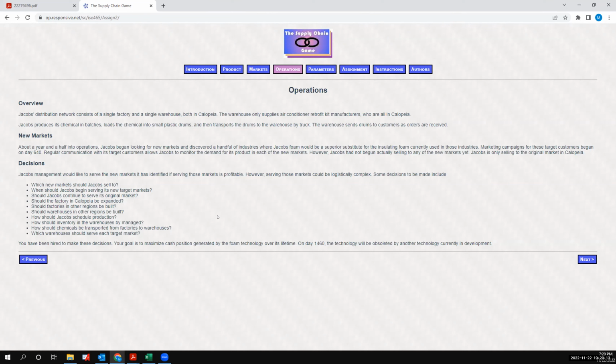So you need to make, as the management, the next couple of decisions. Which new markets should Jacobs sell to? When should Jacobs begin serving its new target markets? Should Jacobs continue to serve its original market? Should the factory in Calopia be expanded? Should factories in other regions be built? Should warehouses in other regions be built? How should Jacobs schedule production? How should inventory in the warehouses be managed? How should chemicals be transported from factories to warehouses? Which warehouses should serve each target market?